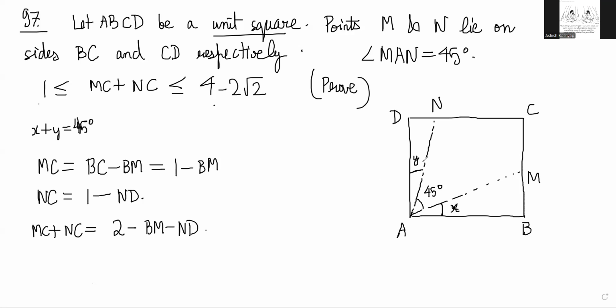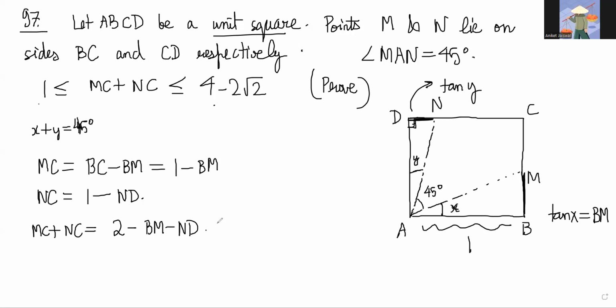Now it should be easy, no? BM and ND we can easily say are tan X and tan Y because this side is 1. What is BM? Tan X, right? And what is ND? It is tan Y. So this is 2 minus tan X minus tan Y, right?